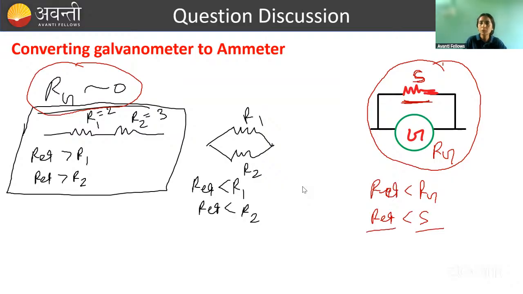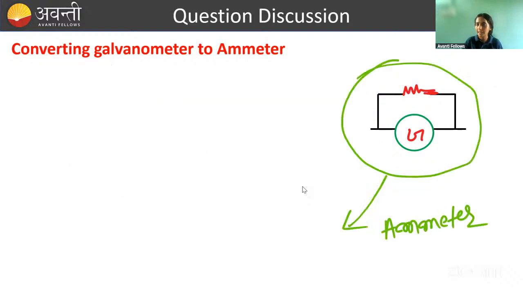So overall, if we are able to connect a very small resistance in parallel with the galvanometer, that galvanometer is called an ammeter. So ammeter is this. When we connect a shunt resistance in parallel with the galvanometer, we get an ammeter. This is called an ammeter and it is used to measure current.